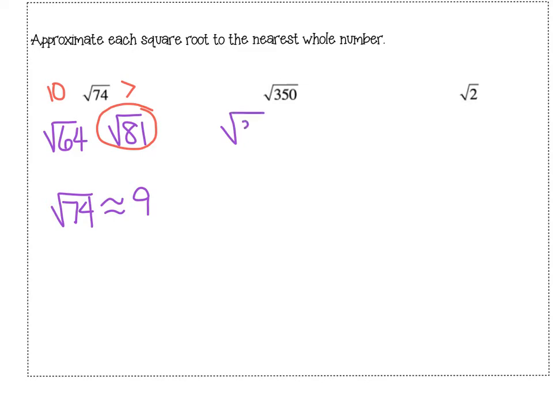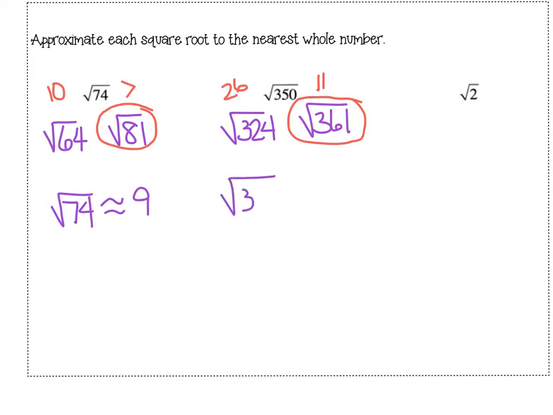So this one comes between the square root of 324 and the square root of 361. So again, we're going to look at the difference between them to decide which one's closest. 324 and 350 have a difference of 26, and 350 and 361 have a difference of 11. So that means that the square root of 361 is closer to the square root of 350. The way I'm going to write my answer is I'm going to say the square root of 350 is approximately 19, because the square root of 361 is 19. And all we're doing right now is just rounding to the nearest whole number.